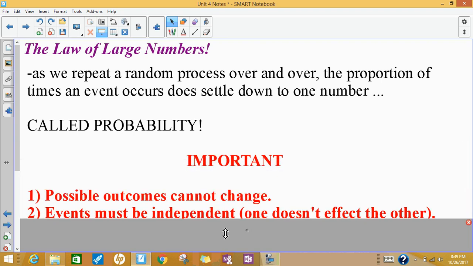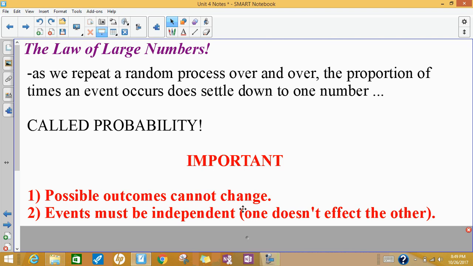A couple important notes. The possible outcomes cannot change for this law of large numbers to be true. So if we're flipping a coin, the outcomes are never going to change. It's either going to be a heads or a tails. And then the events need to be independent of each other. So each coin flip does not affect the next coin flip. The coin doesn't know whether or not it landed as a tails the last time I flipped it. So flipping a coin, the outcomes don't change and they're independent, so the law of large numbers applies.